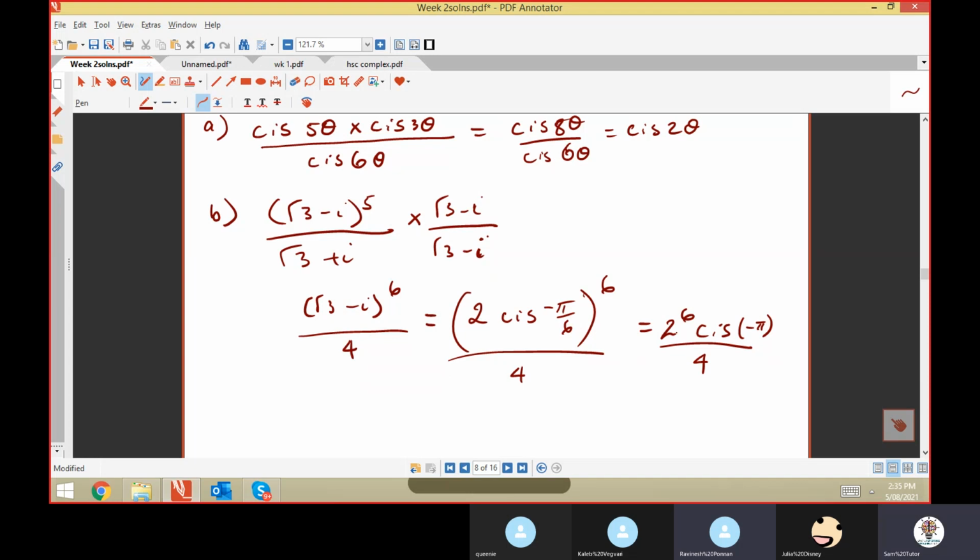Hold on. Just do one step over. One more time. What's 2 to the 6? 2 to the 6 is 64. What's 64 divided by 4? 16. You don't need to leave it as 2 to the power of 4. 16 cis negative pi. Let's leave it like that for now. Done?